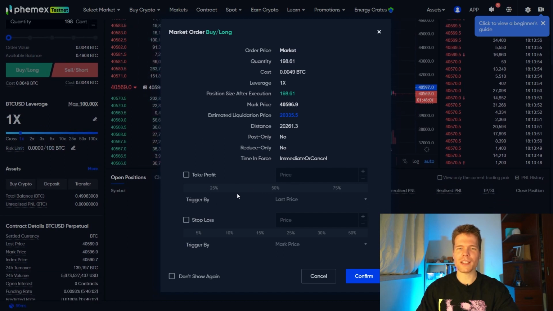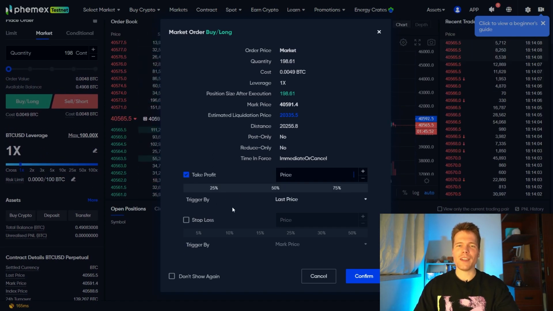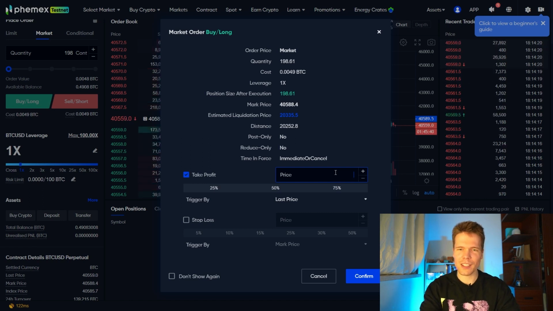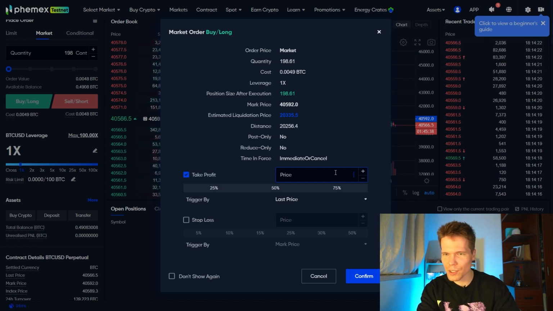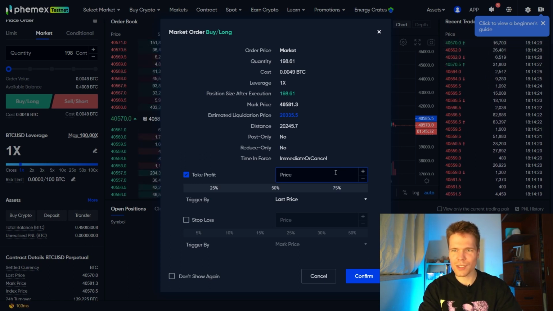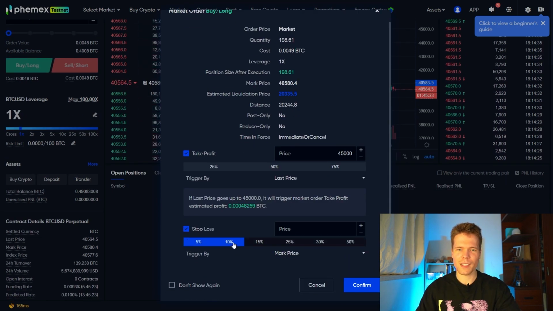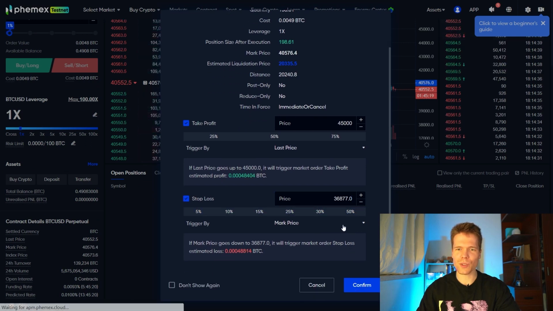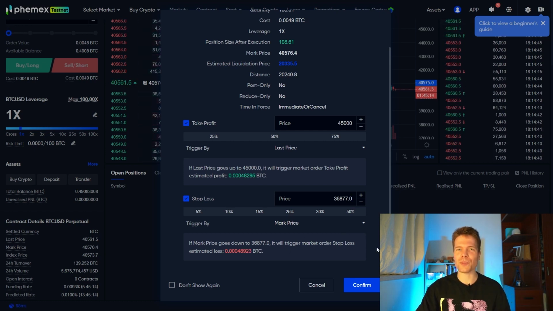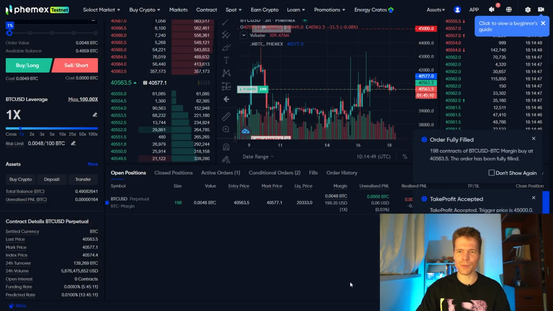And here we can also set take profit and stop loss. This is just something you can add for it to manually stop your order at certain prices. So since I don't think this is a very strong long signal right now, even 25% seems a bit high. I'm gonna go ahead and do 10-ish%. So right now it's at 40,592. Let's just say 45,000. And then the stop loss, we'll set it at 10%. If it goes down to 36,877, then it'll go ahead and close the order and we'll eat those losses, but at least we won't get more. Then we'll say confirm.